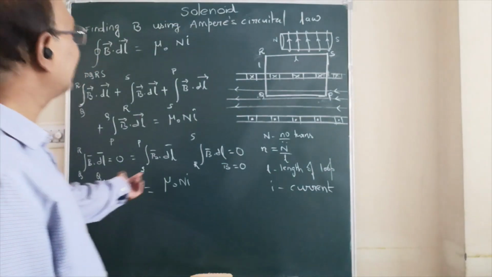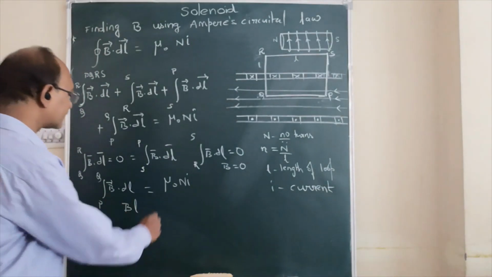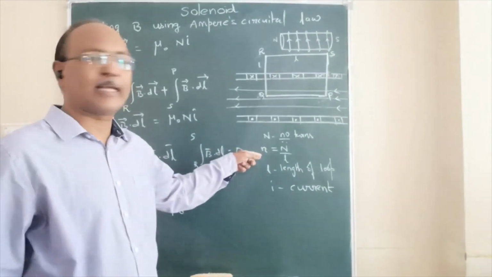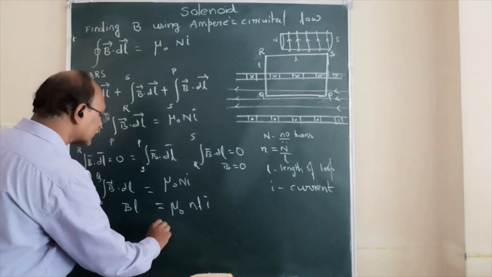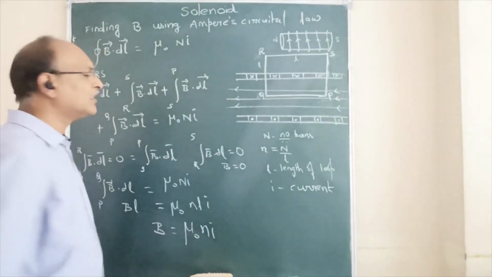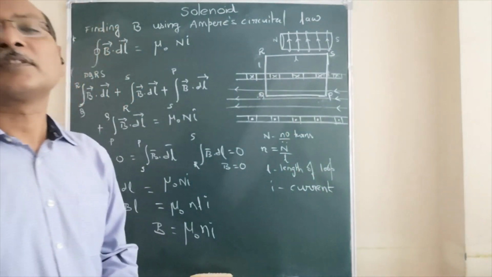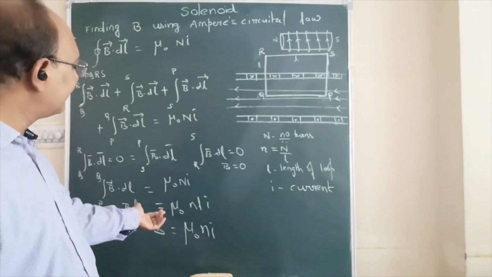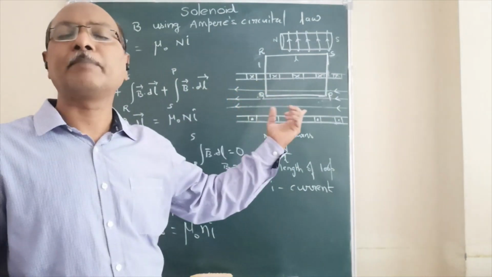So, this length will be L. So, B into L is equal to mu naught. Now, capital N can be taken as n into L. So, n L into I. So, that means B is equal to mu naught n I. So, that is the expression for the magnetic field at the center of the solenoid. Generally, in the case of a long solenoid at the center, we will be using this formula. Long means the radius is small as compared to the length.